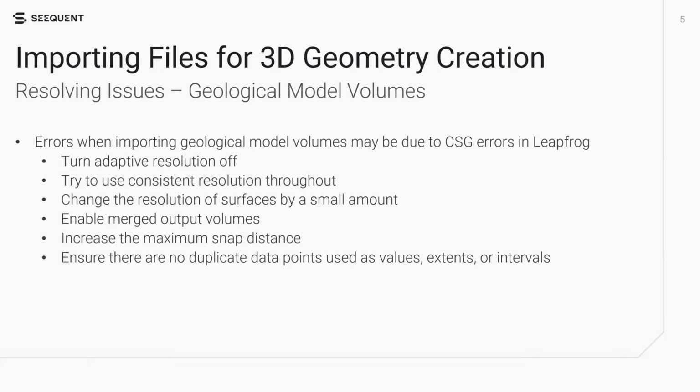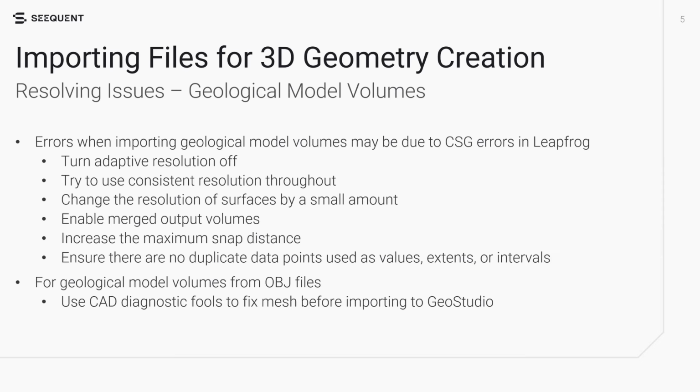Turn Adaptive Resolution off. Try to use a consistent resolution through the model as much as possible. Change the resolution of surfaces by a small amount. Enable Merged Output Volumes by double-clicking the geological model in the General tab. Increase the maximum snap distance if it's enabled in the Model's General tab. And finally, ensure there are no duplicate data points used as values, extents, or intervals. After making any of the above changes, check the volume's properties after each potential resolution to see if the volume has become closed, consistent, and manifold.